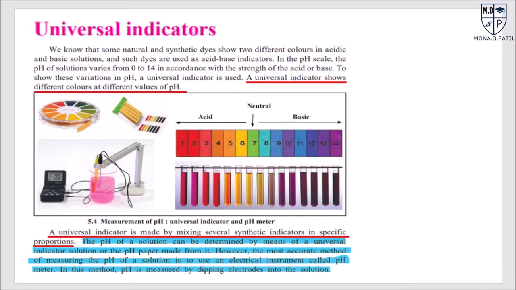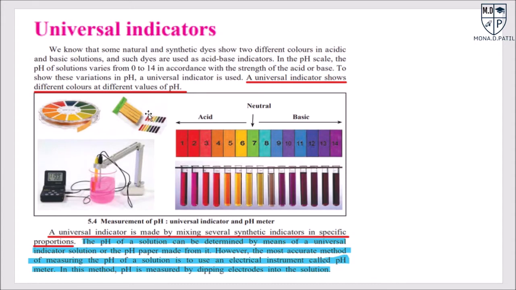Now about universal indicators. We know that some natural and synthetic dyes show two different colors in acidic and basic solutions, and such dyes are used as acid-base indicators. On the pH scale, the pH of a solution varies from 0 to 14 in accordance with the strength of the acid or base. To show this variation in pH, a universal indicator is used. A universal indicator shows different colors at different values of pH.